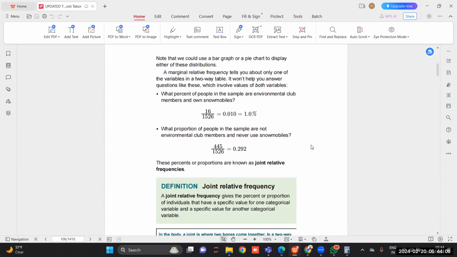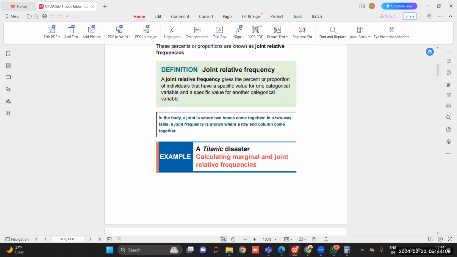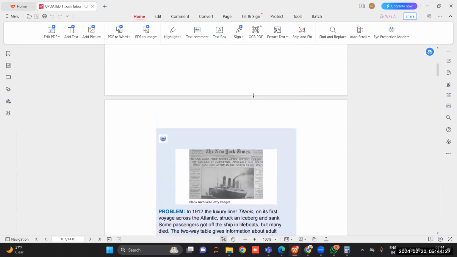So what we will learn now is joint relative frequency. You can mark the definition. A joint relative frequency gives the percent or proportion of individuals that have a specific value for one categorical variable and a specific value for another categorical variable. So you can see it here.